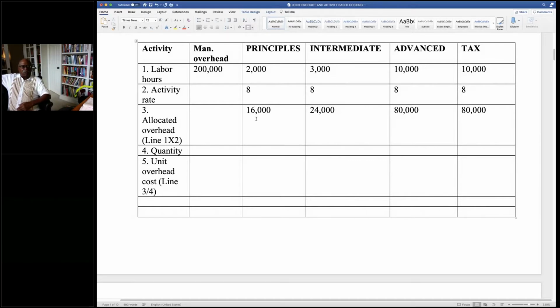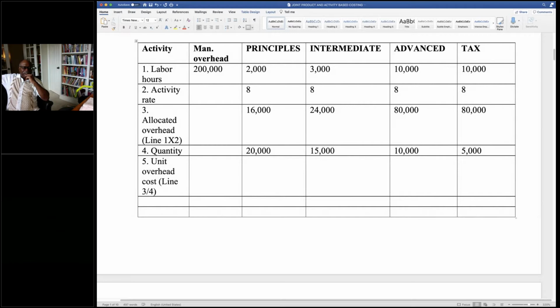All right. And then the quantity at the top, the quantity for principals was 20,000. The quantity was 15,000. And advanced was 10,000. So they all got different quantities. Interesting. Okay.